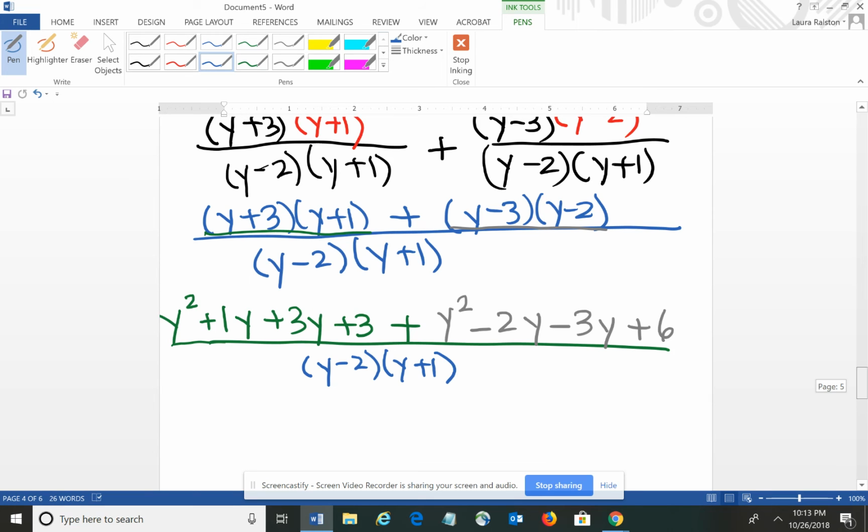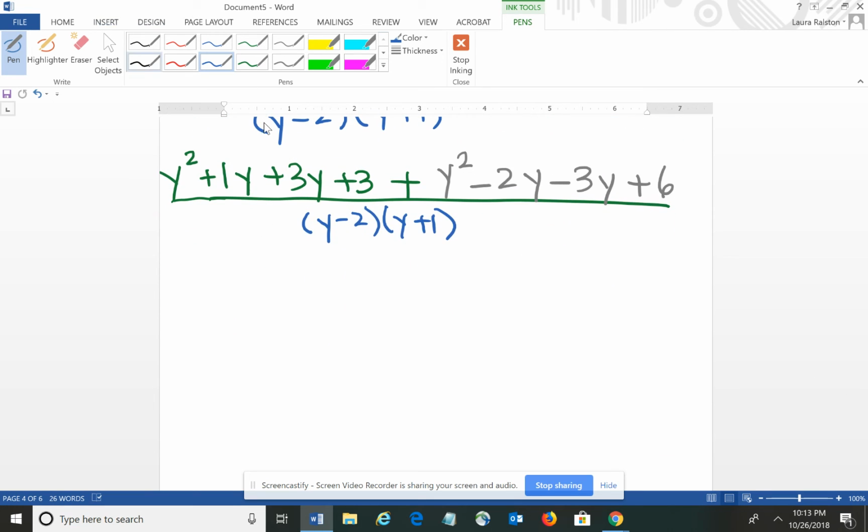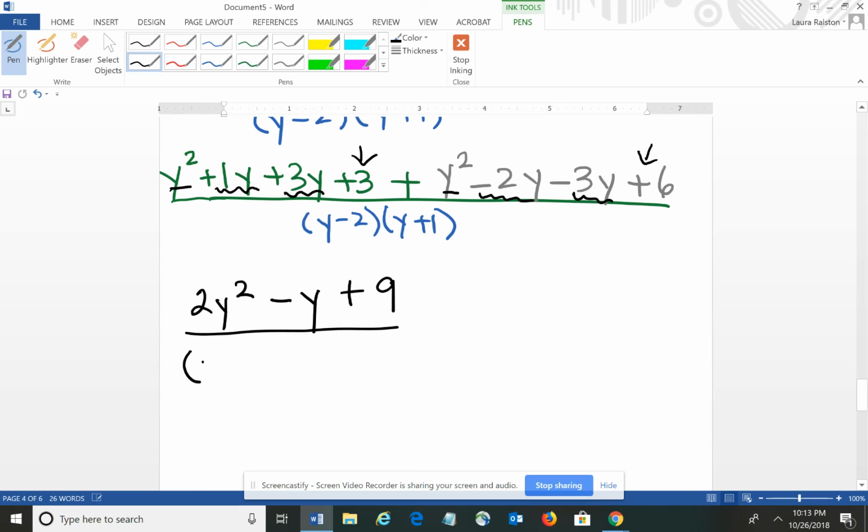Still not home free yet, because now I need to combine like terms in the numerator. So I have y squared plus y squared is 2y squared. 1 plus 3 minus 2 minus 3. 1 plus 3 is 4, minus 2 is 2, minus 3 is minus y. And then I have plus 3 plus 6, which is plus 9, over that common denominator of y plus 1, y minus 2. Sorry, I changed the order there.